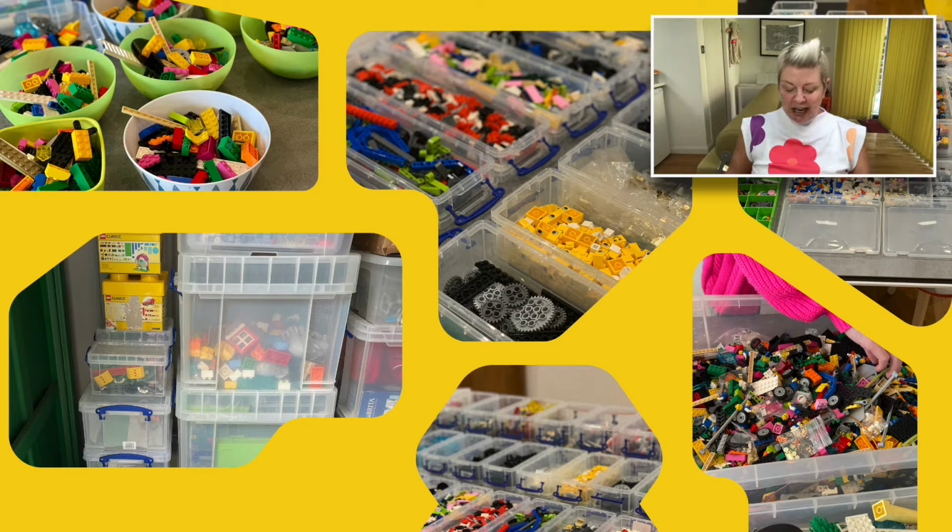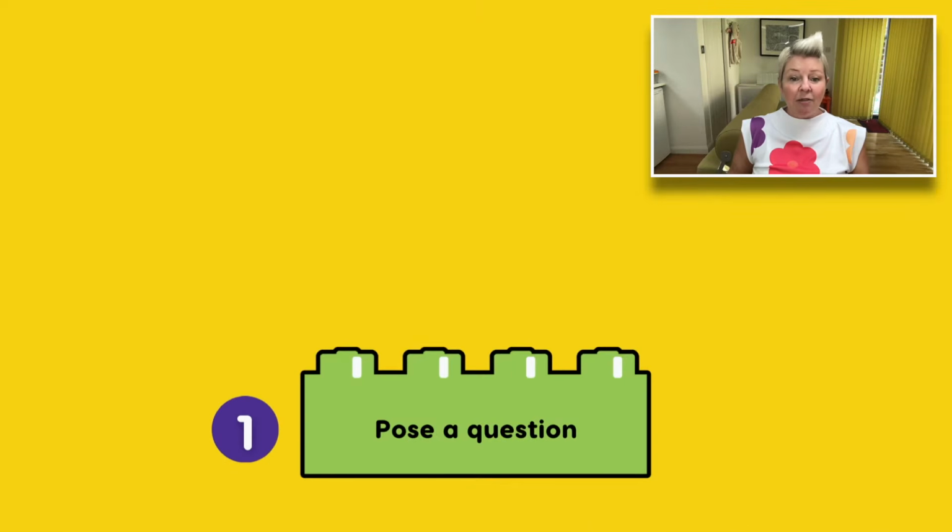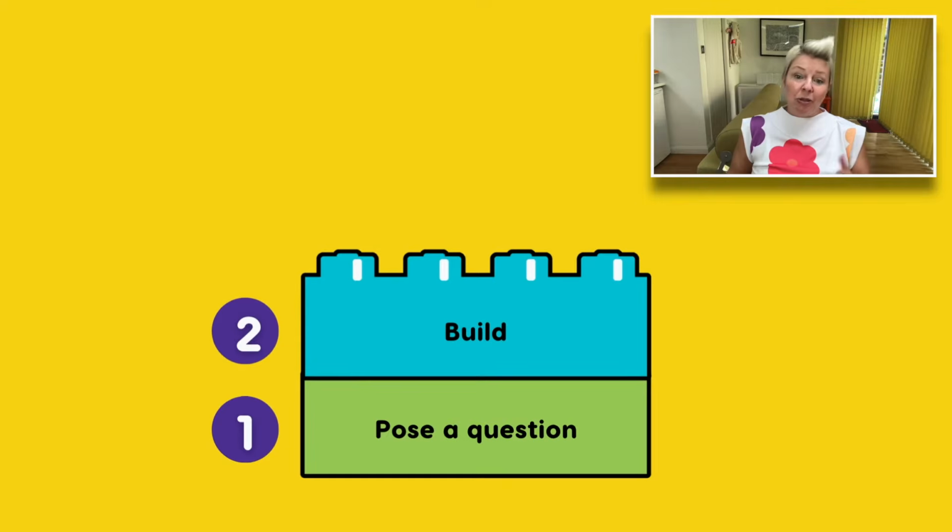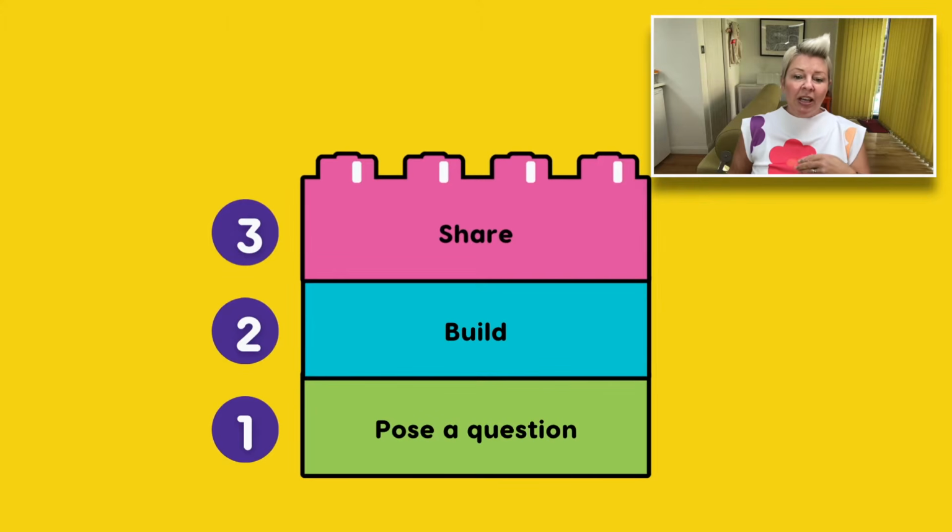Okay, so let's talk now about the method. How does this actually work? Well, there are 4 steps in the method of Lego Serious Play. The first is that we pose a question. The question is sufficiently vague that you can't answer it easily. After that, you build the model in silence. Most builds are about 8 to 10 minutes long. Then everybody shares their model individually with the group, and the group listens actively.